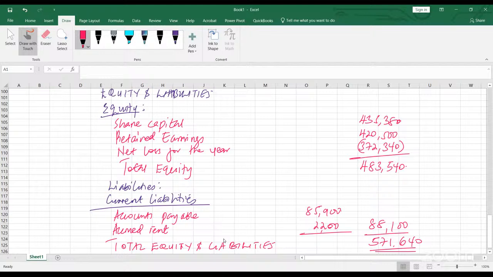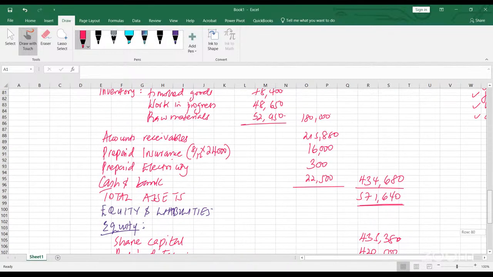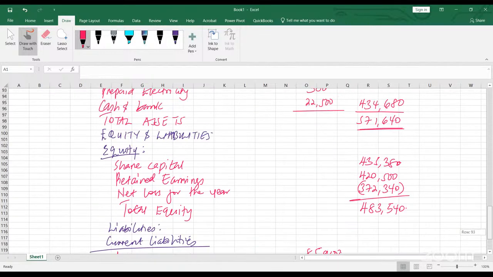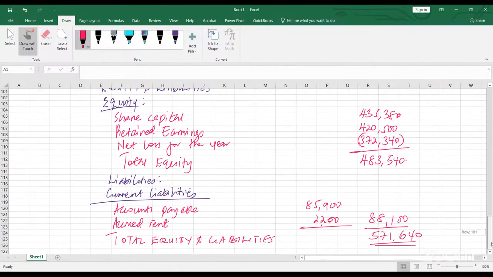That should always be the same as the total assets figure here. From the accounting equation, total assets will equal the equity and liabilities, and those totals are the same, 571,640. So that is your statement of financial position.